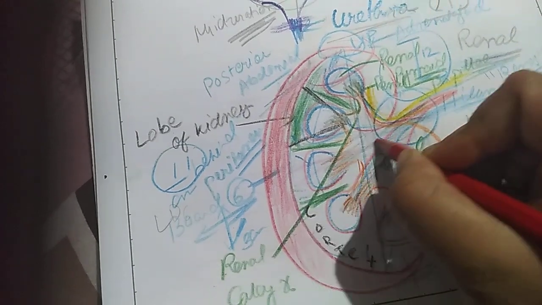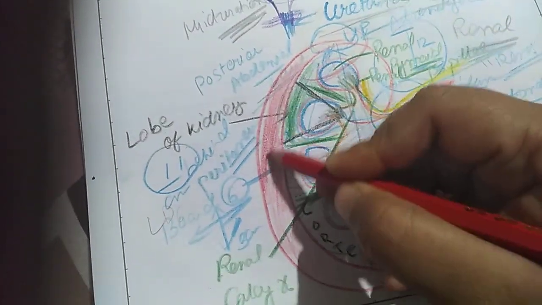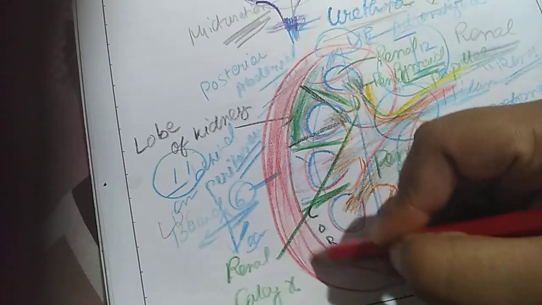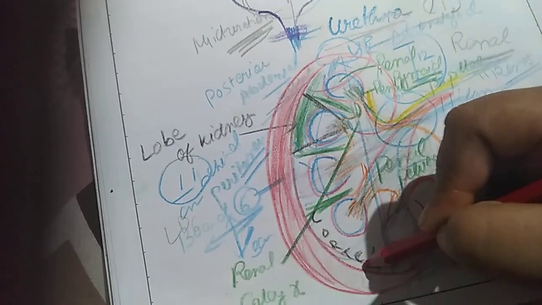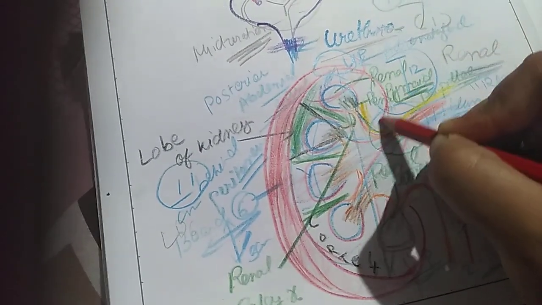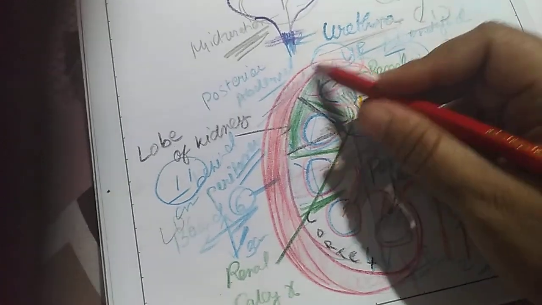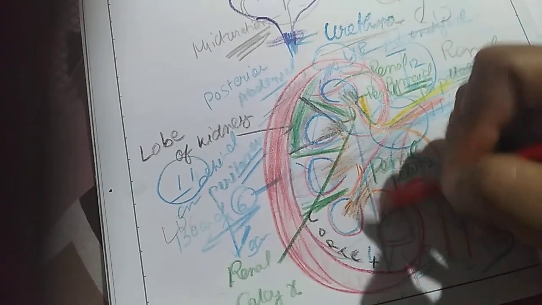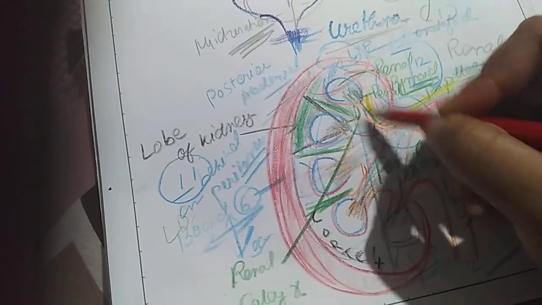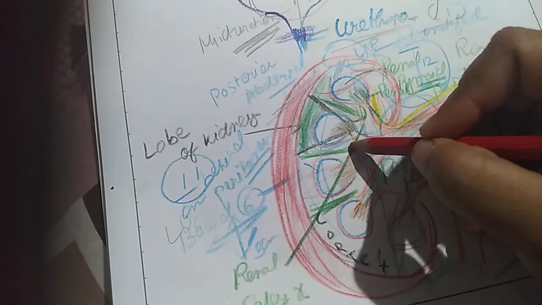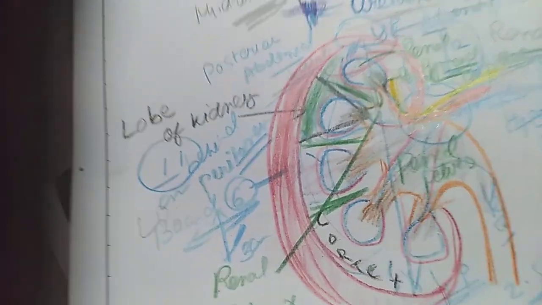Next, in the kidney there are 2 borders. This is the medial border, which is concave, and this is the lateral border, which is convex. So what is the medial border? Concave. Lateral border is convex. So it has 2 borders, medial border and lateral border. Next it has 2 surfaces. The posterior surface is smooth and anterior surface will be irregular.